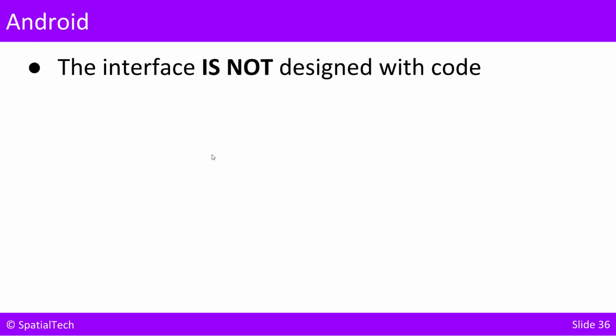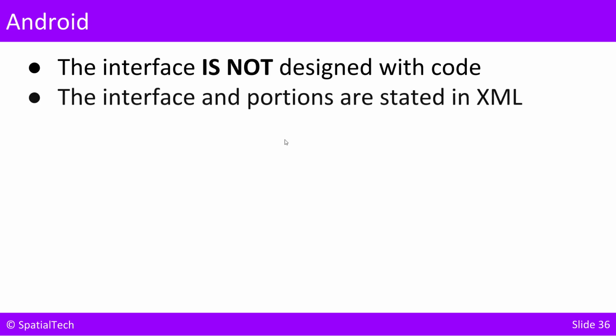So I want to talk now about the Android UI. We don't do Android anymore in this course. We're doing QML, but they definitely separate the view and the code. So in Android, if you use Android Studio and you design an app, your interface is not designed in Java code. It is designed in XML. So the interface in terms of the user interface and portions, because you can have something called XML fragments or XML frags that make up a bigger interface.